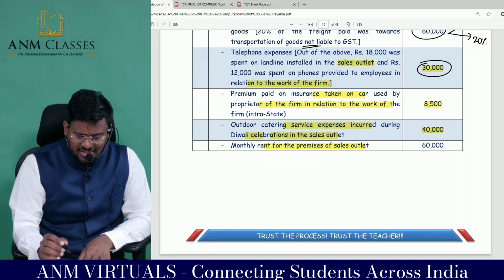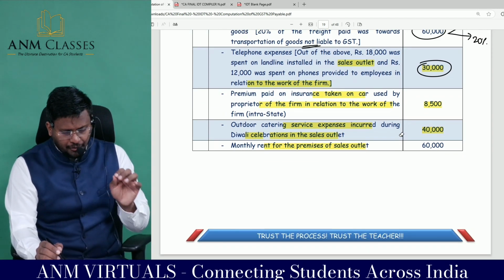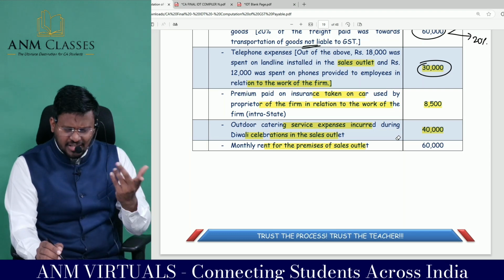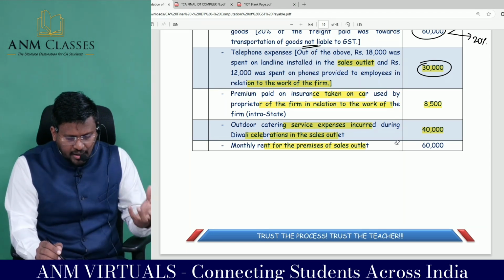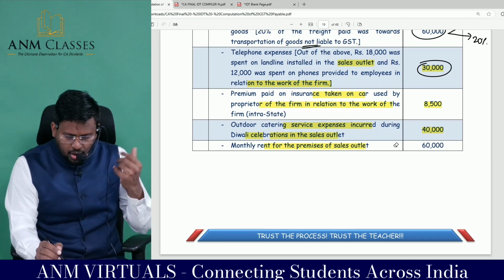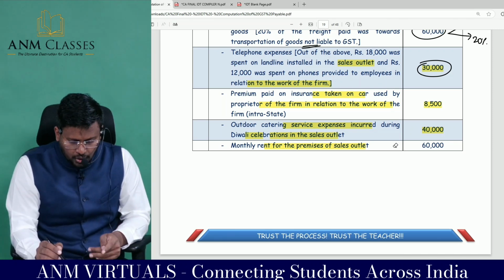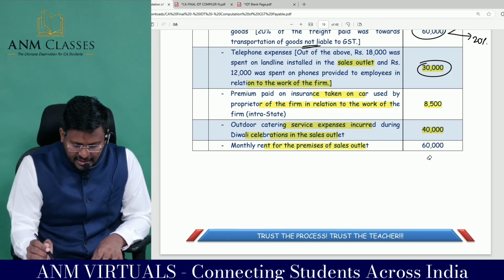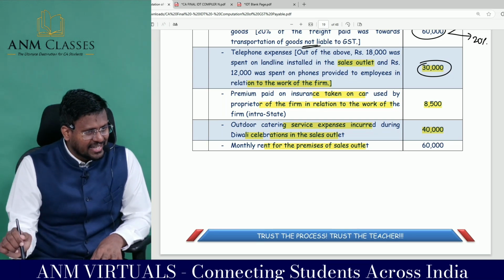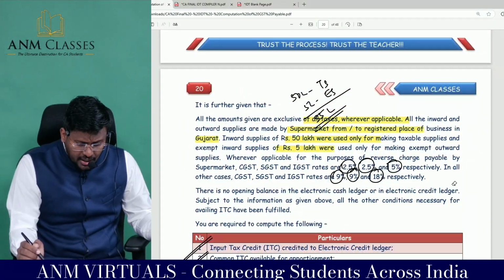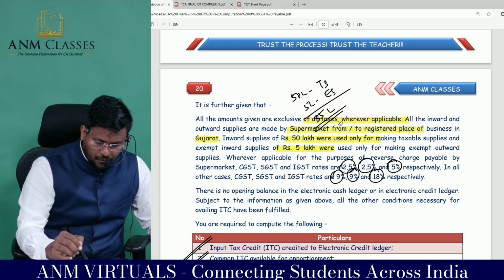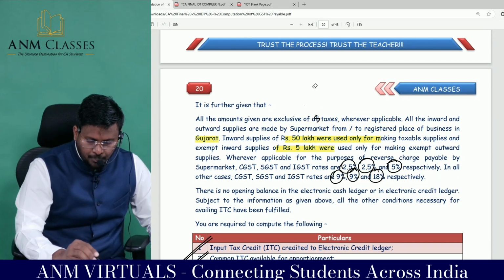Premium paid on insurance taken on car used by proprietor of the firm in relation to work of the firm, it's a blocked credit straight away. Outdoor catering service expense incurred during Diwali celebration in the sales outlet, it's a blocked credit straight away. Monthly rent for the premises of the sales outlet is 60,000 rupees. Sir, ITC is eligible.